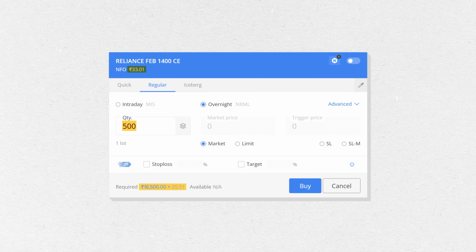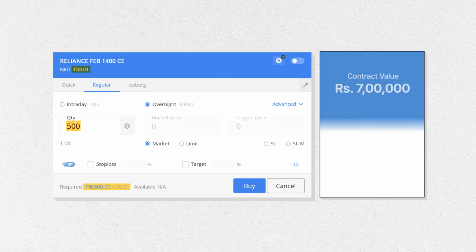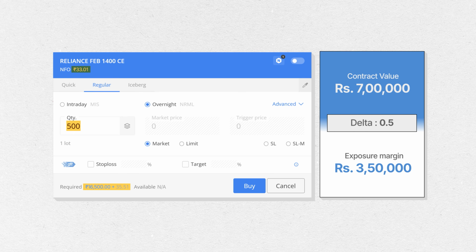That's a very small amount, and it gives you an exposure to an asset worth roughly 7 lakh. Now, even if I conservatively assume that the option has a delta of just 0.5, you're still effectively controlling an exposure of close to 3.5 lakh. Now, how did I get to 3.5 lakhs? That's 7 lakh multiplied by 0.5. It still works out to be greater than 20x leverage.